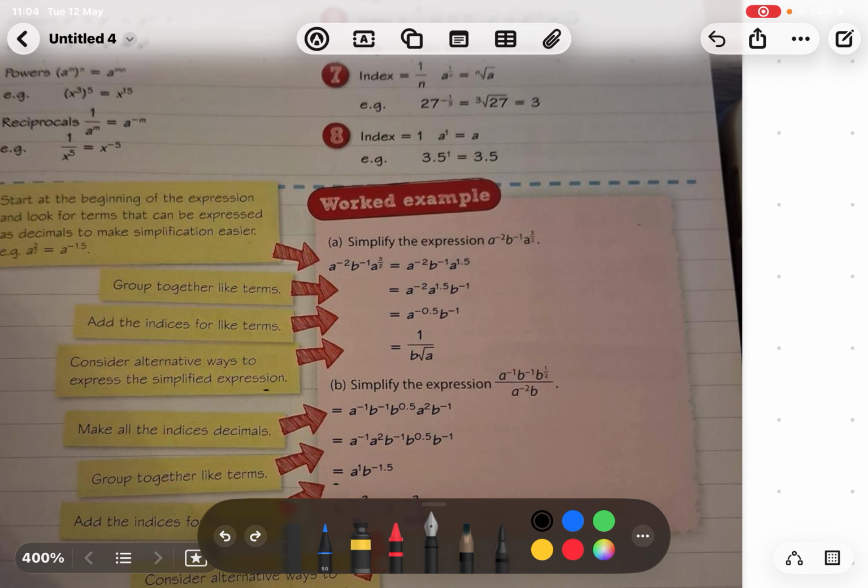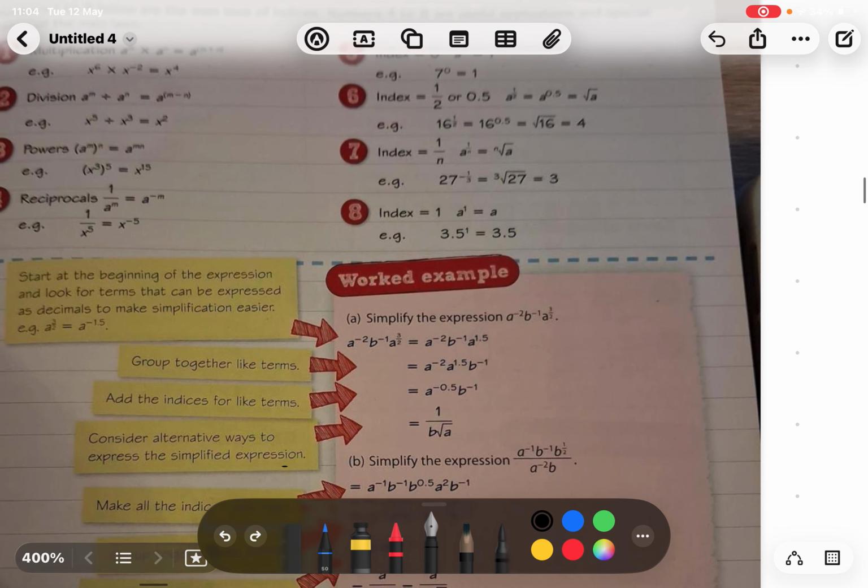Now here we have examples. So simplify the expression, so we have to simplify this. Okay, let's try to do it alone. How am I supposed to take it? Just imagine this is not here, right? So let's just see what laws we can see. Over here, first of all, we can see that it's going to be this and this.